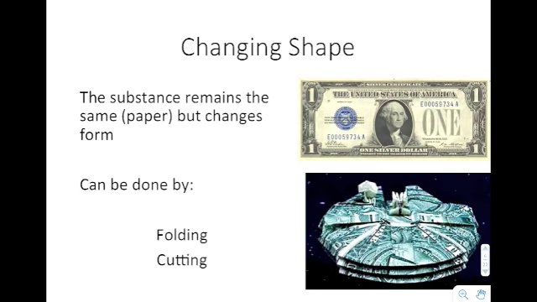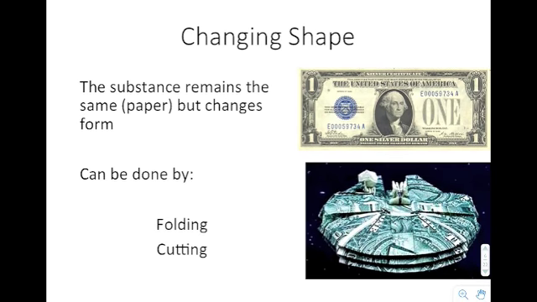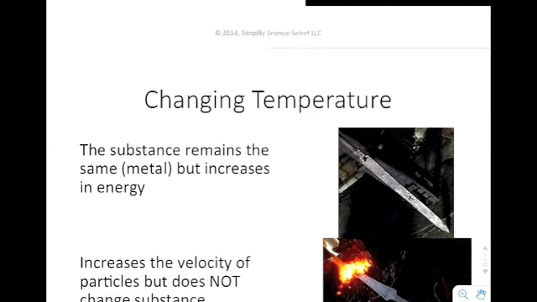Now, physical changes come from whenever you change the shape. So if you take a substance and you fold it, you cut it, you rip it, you crumple it, those are all examples of changing the shape. And you can actually see, you take a dollar bill and you can fold it into the Millennium Falcon if you want to. Probably takes more than $1 to do that, but you get the idea. You've folded, cut, changed the shape, so now it looks different, but it's still paper.